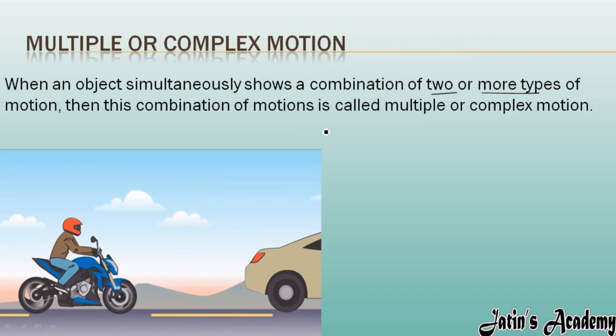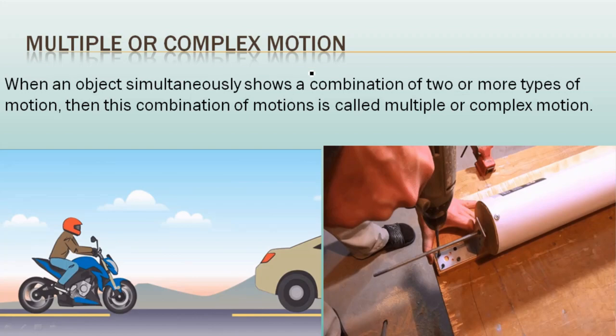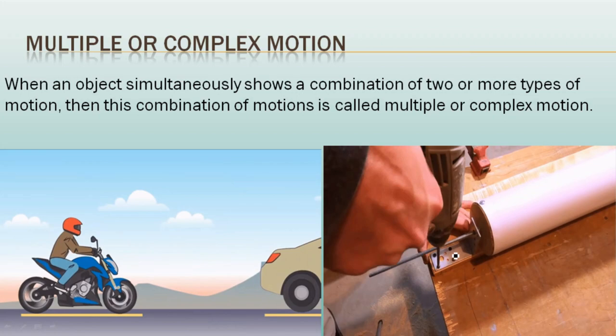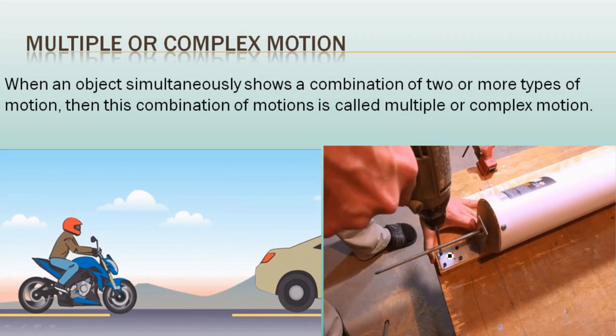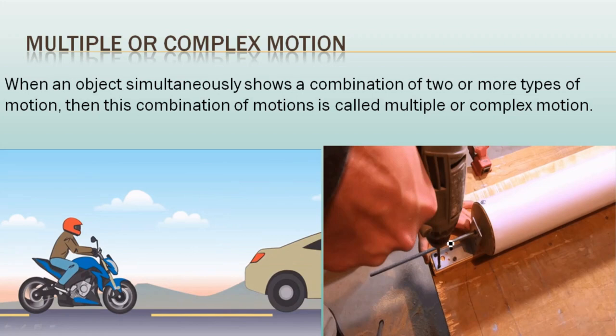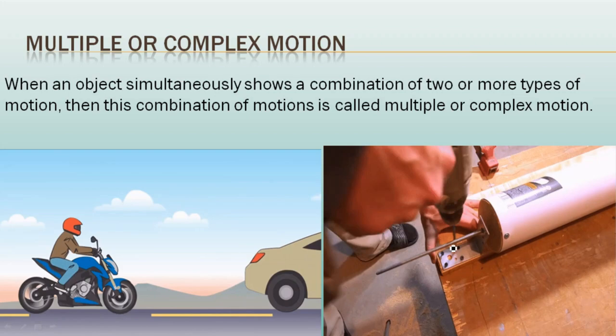Any other example you can see? For example, this drilling machine. This drilling machine is going downside, means rectilinear motion, plus it is rotating also. This machine is rotating, so the machine is in rotatory motion also. So when one object, this drill machine, is showing two kinds of motion at the same time, that combination of motions is known as multiple or complex motion.